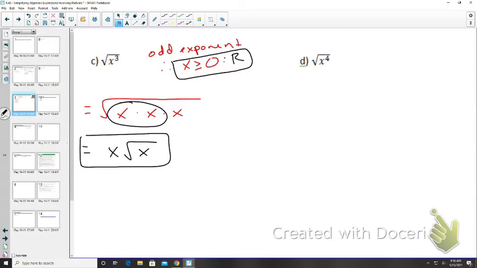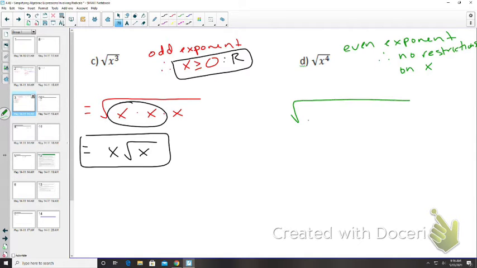All right, so for d, we have the square root of x to the 4. This is an even exponent. Therefore, we have no restrictions on x. Okay, so now we can just go ahead and start simplifying this. Okay, so how do we get to x to the 4? Well, we can multiply x by itself 4 times. Now, again, we see two pairs here.